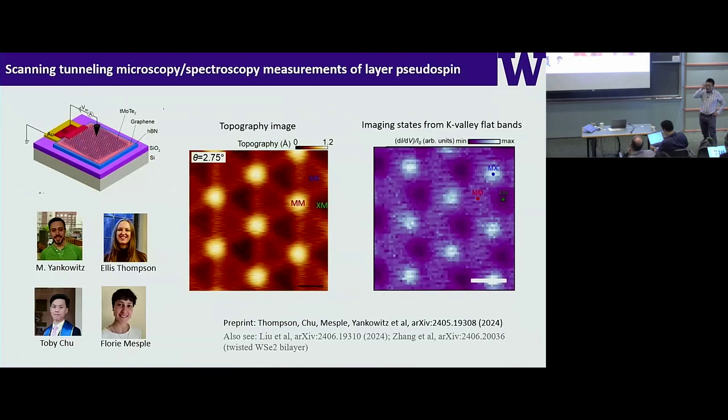So my colleague Matt studied twisted MoTe2 using scanning tunneling microscopy and spectroscopies. I just want to highlight that if you look at the topographic image, you can image these XM, MX, and MM sites. These MX and XM sites form the honeycomb lattice. If you image the states from the K-valley flat bands, you can indeed see denser states localized at the MX and XM sites. So this is consistent with the understanding.